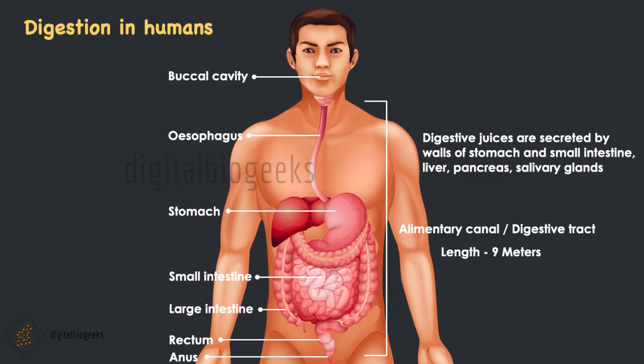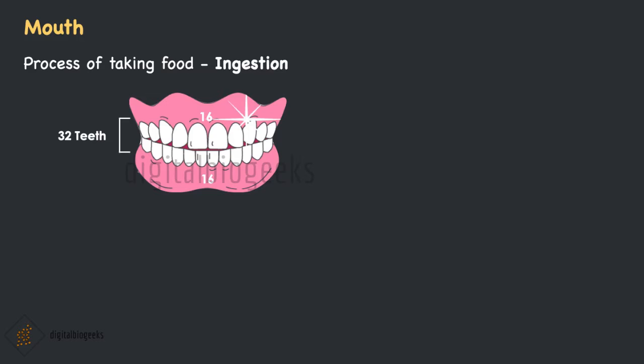Now let's learn in detail about how digestion happens in our body. Food is taken in through the mouth. This process of taking in food is known as ingestion. The ingested food is chewed and crushed with the help of teeth.